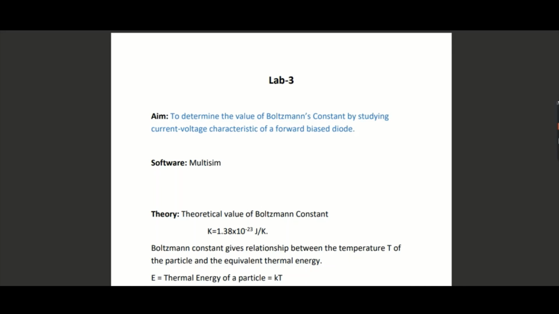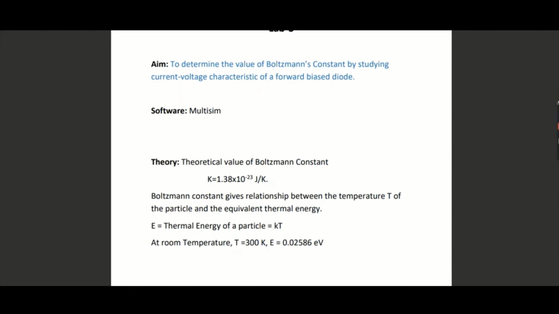Boltzmann constant gives the relationship between the temperature T of the particle and the equivalent thermal energy E equal to KT. Simply saying, at room temperature T equal to 300 Kelvin, the energy at that temperature is 0.02586 electron volt.